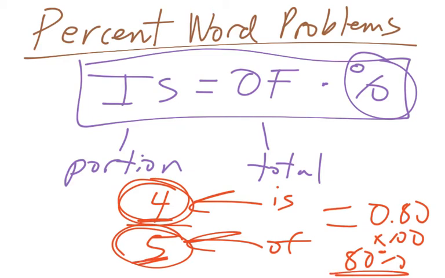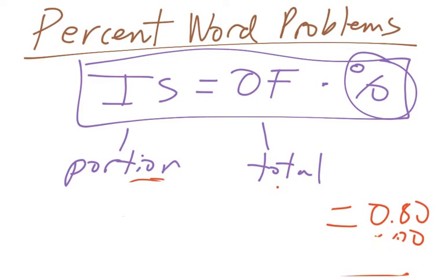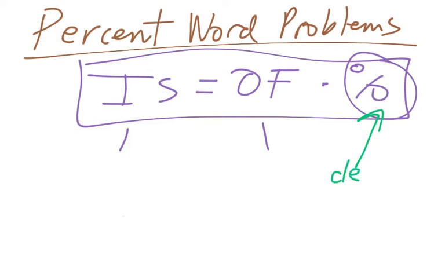So just so you understand what is and of mean, is is a portion of your total, and of is your total amount. But we're going to use that equation, okay? Now, when you're using the percent value in this equation, we're actually going to use the decimal form of the percent, okay? So I'll show you what I mean right now. Let's look at an example.